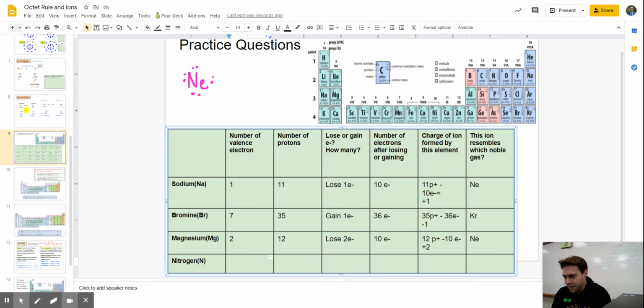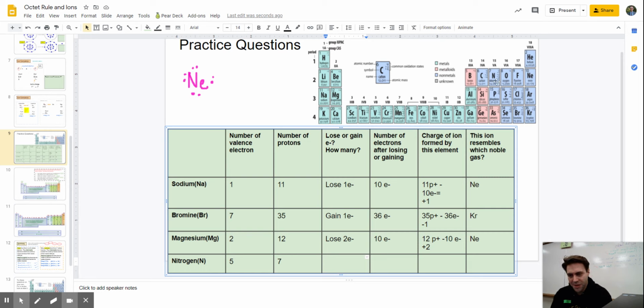All right, what about nitrogen? Nitrogen is in group 7. Or no, it's in group 5, excuse me. It has 7, or no, it doesn't have 7 electrons, it has 5. But it does have 7 protons. That's where I'm getting my 7 from. Okay? So nitrogen is in group 5, has 5 valence electrons, has 7 protons, and this is where it gets tricky. Is it going to lose or gain electrons, and how many?